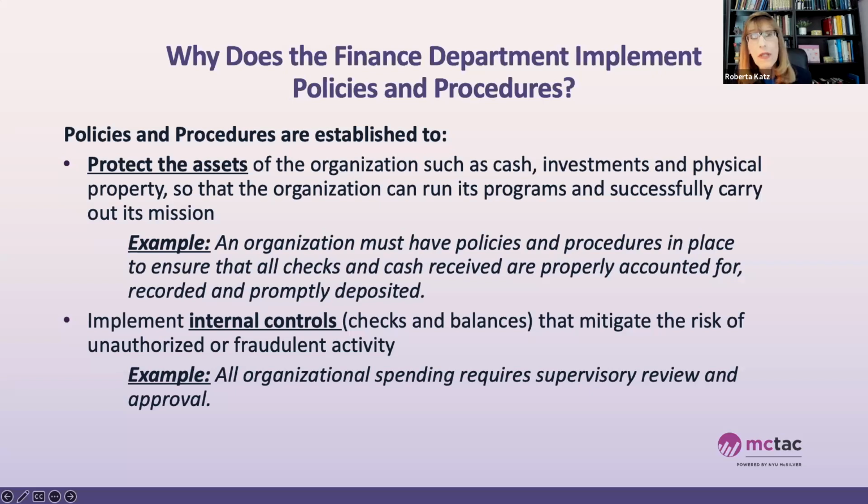For example, an organization must have policies and procedures in place to ensure that all checks and cash received are properly accounted for, properly recorded, and promptly deposited. Policies and procedures are also established to implement internal controls, which are checks and balances that mitigate the risk of unauthorized or even fraudulent activity. For example, all organizational spending requires supervisory review and approval. And supervisory review and approval is a key internal control that should be incorporated in policies and procedures.